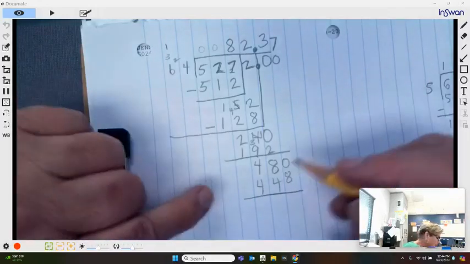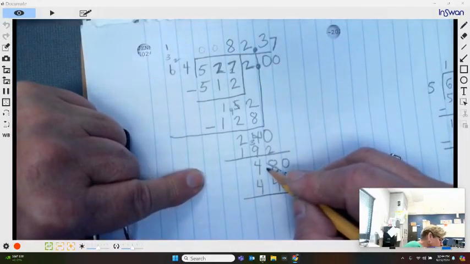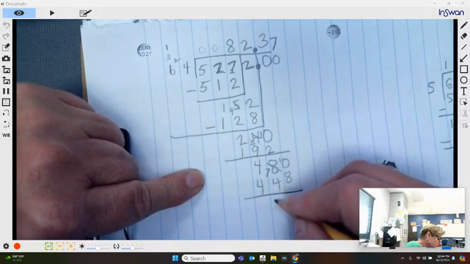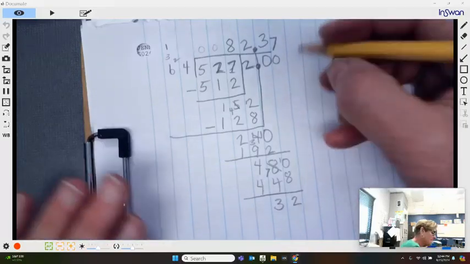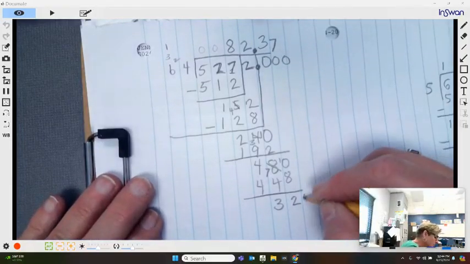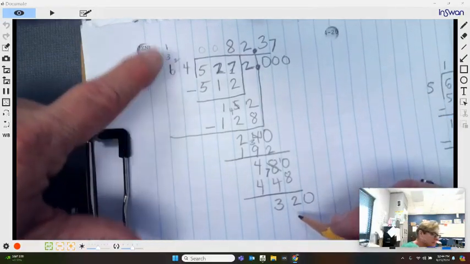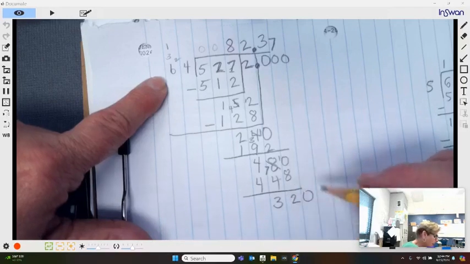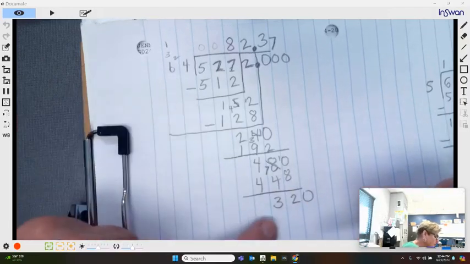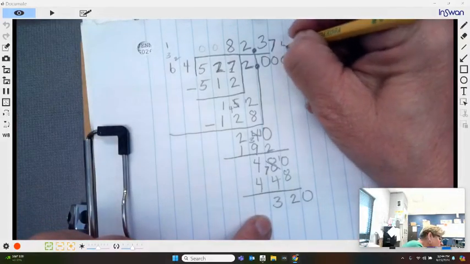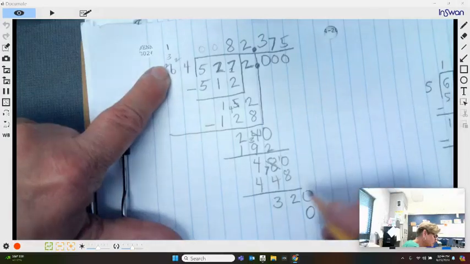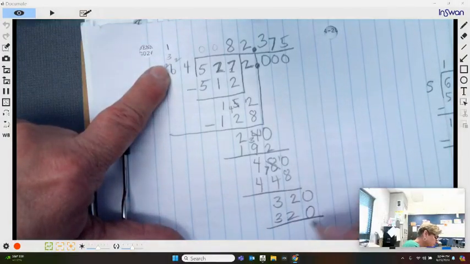Instead of doing 80 minus 48, I'm just going to do some regrouping. Make that a 7. 10 minus 8 is 2. 7 minus 4 is 3. And this might be my final 0, it looks like, because I know that 32 is half of 64. So that tells me that 64 will go into that 5 times. So 5 times 4 is 20, carry the 2. 5 times 6 is 30, plus 2 is 32, and I'm done.